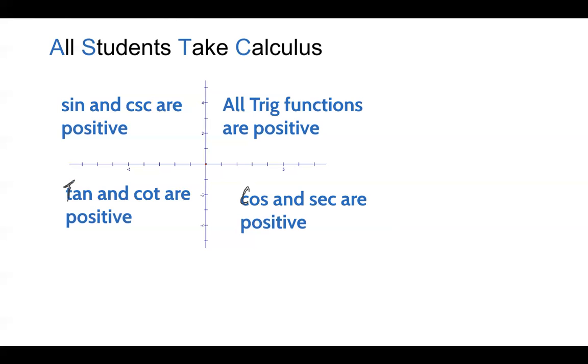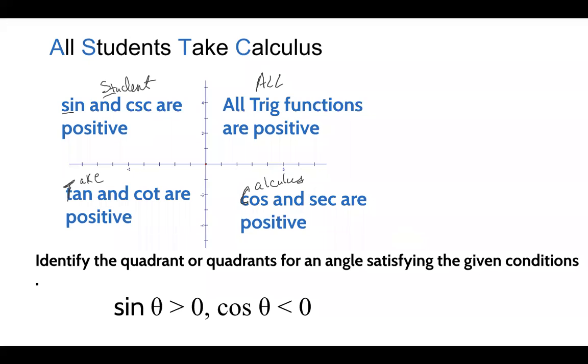And if you're in the second quadrant, that's the students. So all, students, and the S stands for sine, take, T stands for tangent, calculus, C is cosine. So most people that are taking trig or pre-calc B are on their way to calculus eventually. Not everyone, but most are.